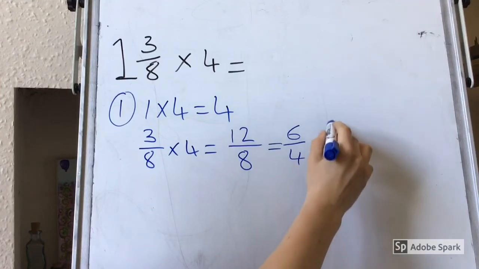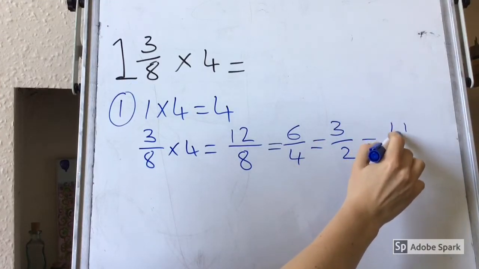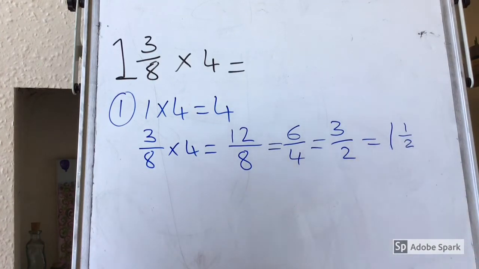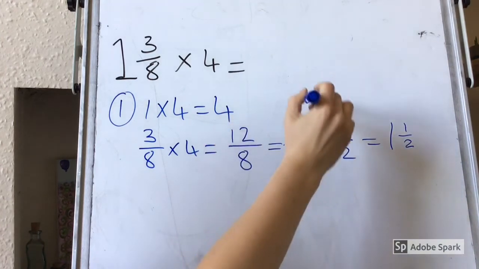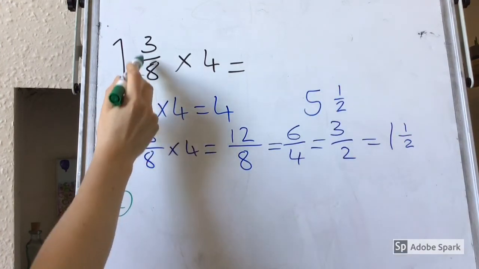So using method 1, we know that 1 times 4 is 4, and 3/8 times 4 is 12/8, which we can simplify and turn to a mixed number, making 1 and 1/2. So just like the one before, our answer is 5 and 1/2. We can check our answer using method 2.